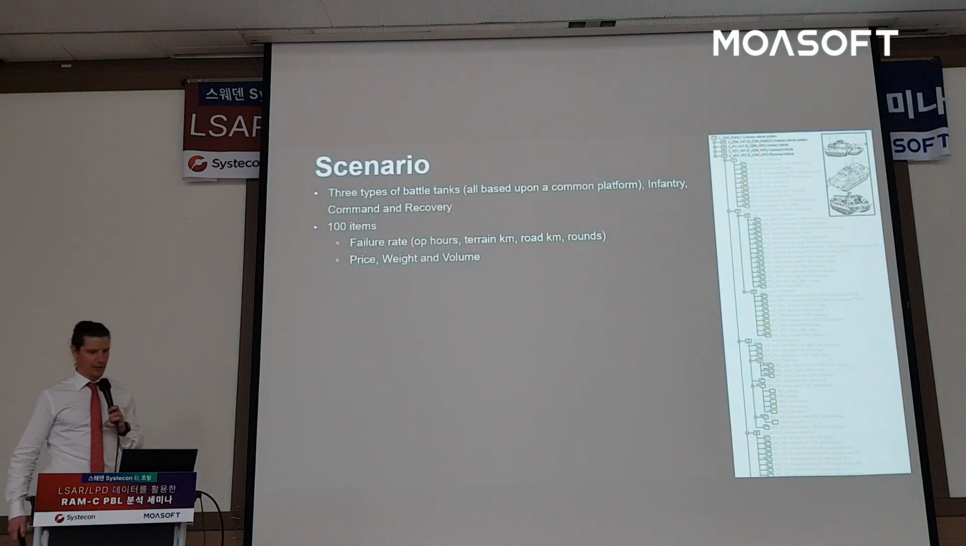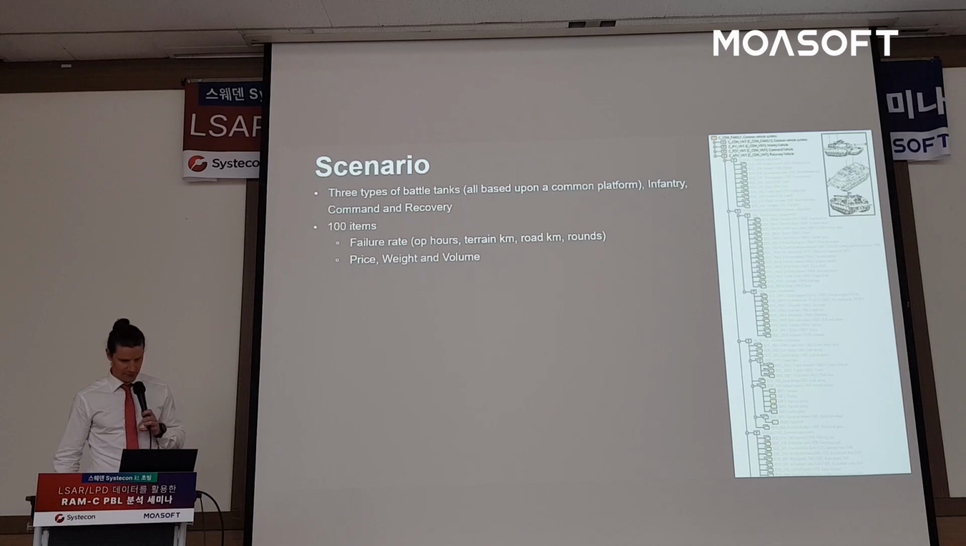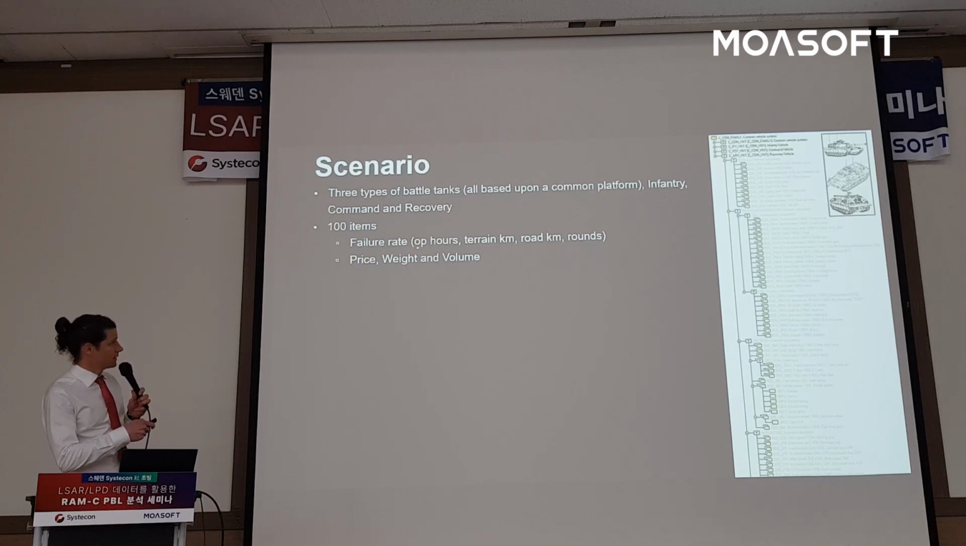So anyway, here we're looking at some kind of land vehicles. It's armored land vehicles. We have 3 different types of these battle tanks in the example. They come in 3 different configurations. And they consist of 100 parts or items. Of course, each item has a failure rate expressed in different operation parameters, which you can do with Opus Suite. So we can say that the failure rate can be measured in operating hours, but it can also be measured in the number of terrain kilometers that is driven.